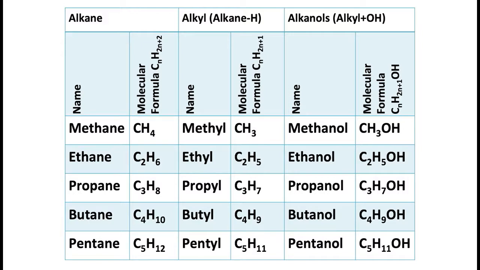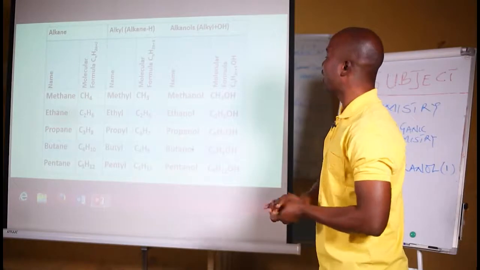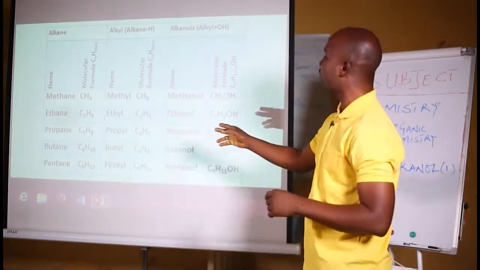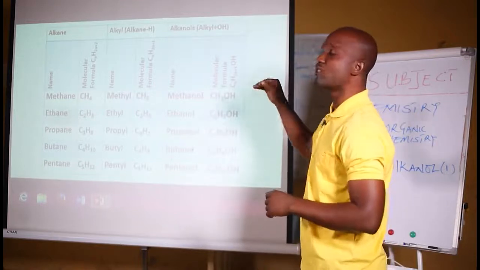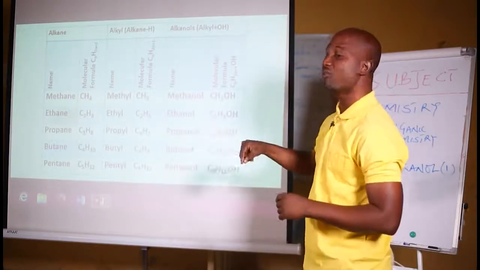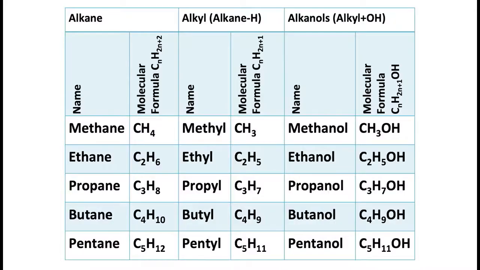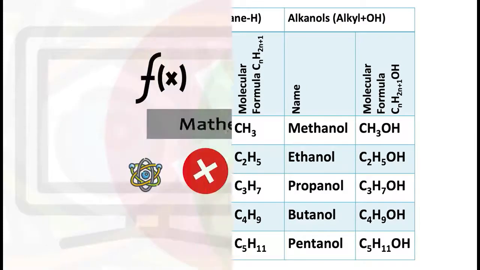And you will continue in that order until you get the desired member that you want. For instance, if you want the fifth member, you replace n with 5. It becomes C5. 5 times 2 is 10, plus 1 is 11, OH. That is what you have here, C5H11OH. And that is that on the various molecular formulas of the alkanol members.